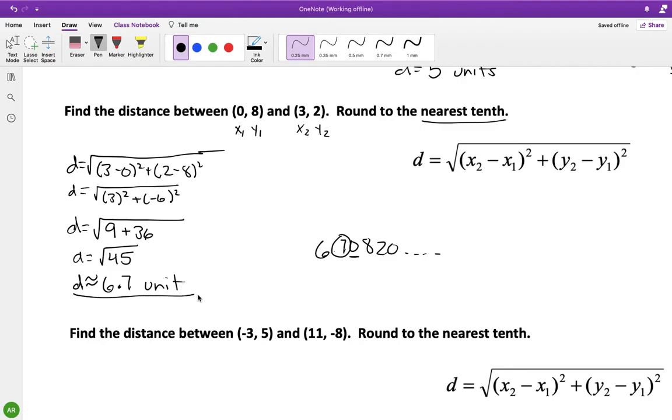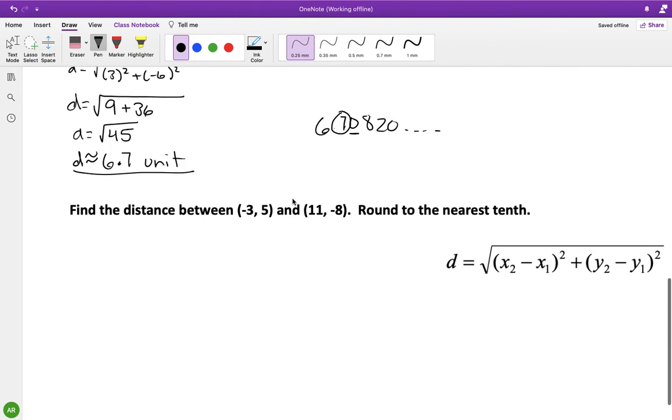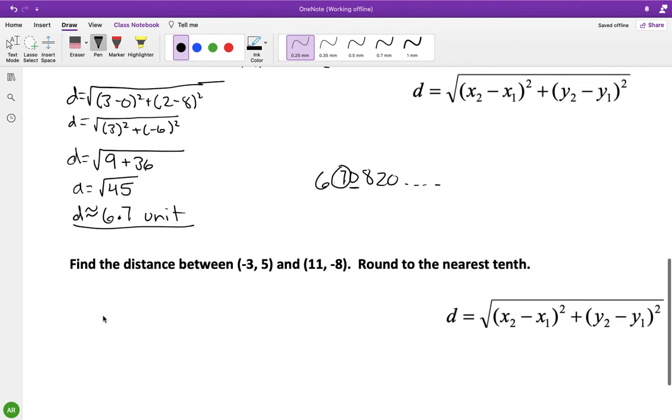Okay, so that is plugging them in based on which one's the first point, which one's the second point. Next one, I'm just going to plug them in as I see them. So I'm not going to worry about it. I'm not going to label anything. I'm just going to put the x's together and put the y's together. So -3 minus 11 squared plus 5 minus -8. Okay, now if you're putting a negative value in, especially as a second term in a quantity, make sure you include the negative sign.